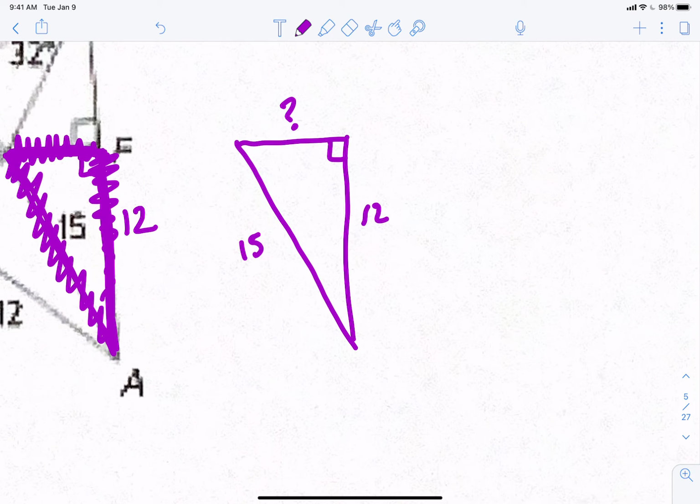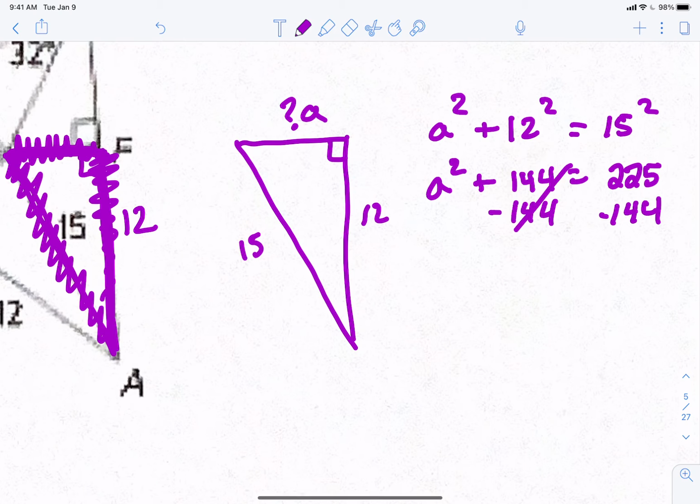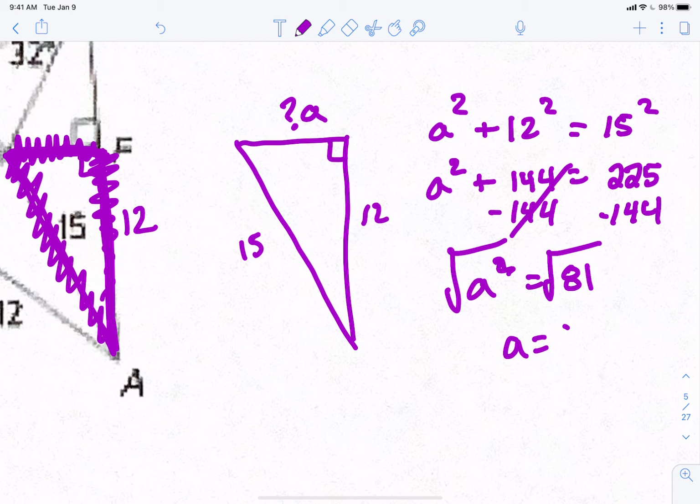Okay, so let's call my question mark A. A squared plus 12 squared equals 15 squared. 12 squared is 144, 15 squared is 225. Minus 144. Okay, A squared is equal to 81. So what's A? 9. A is 9.